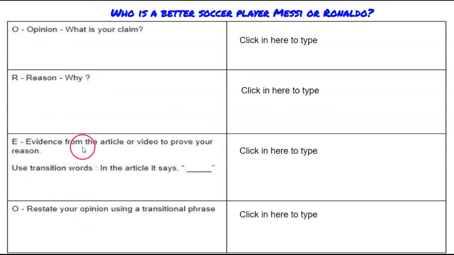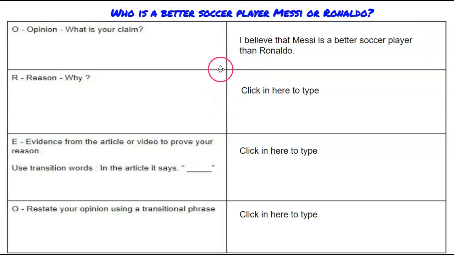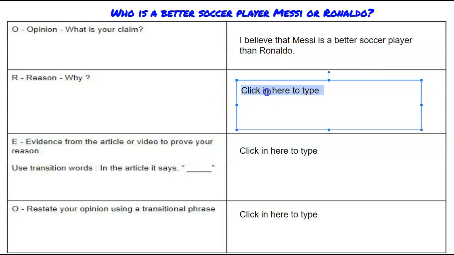So I'm going to go through an example here. And my question is, this is just for a sample, who's a better soccer player, Messi or Ronaldo? So what is your claim? So my claim, I'm sure most of you guys already know, is I believe that Messi is a better soccer player than Ronaldo. And now, are you guys just going to take my word for it? Well, no, I need to have my reasons, right? And my reasons need to be backed up. So first, I can make my reason here.